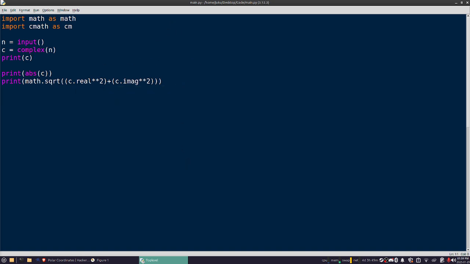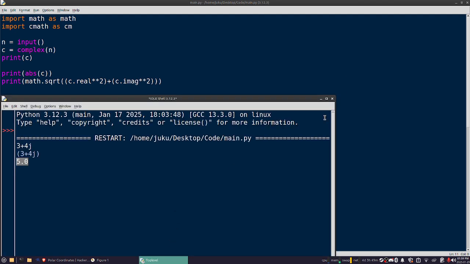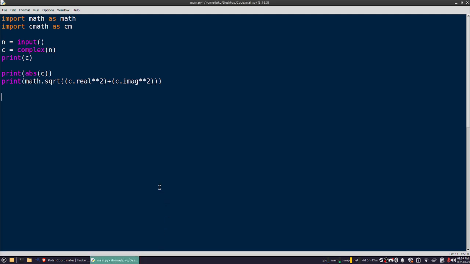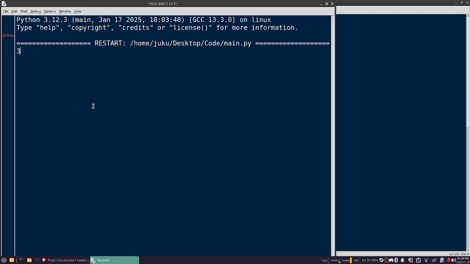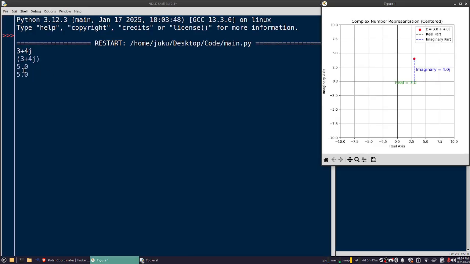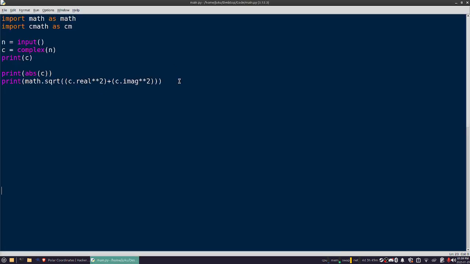So if I do this again, they both give you the same. So that's basically what it does under the hood when you pass in a complex number. So now we'll move on to the theta part, or phase.